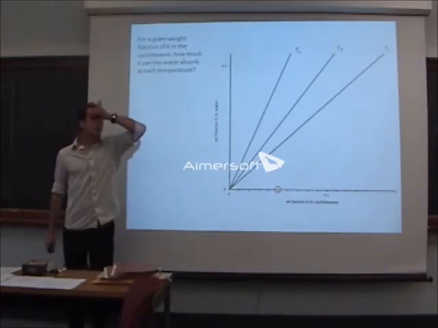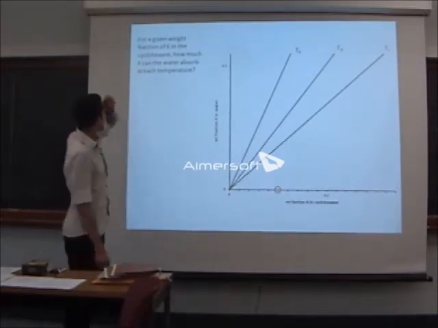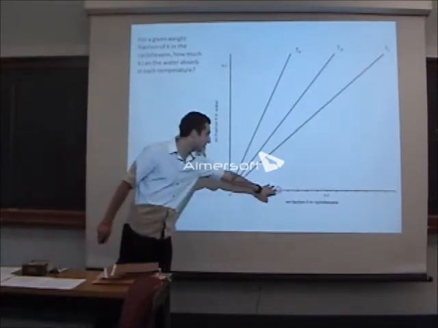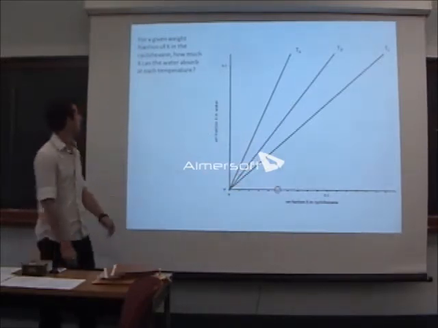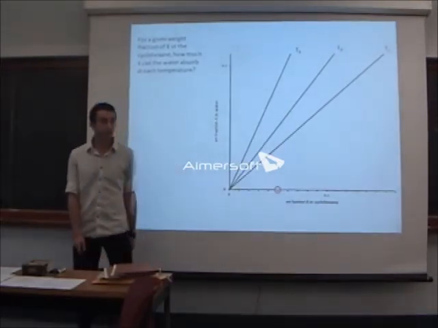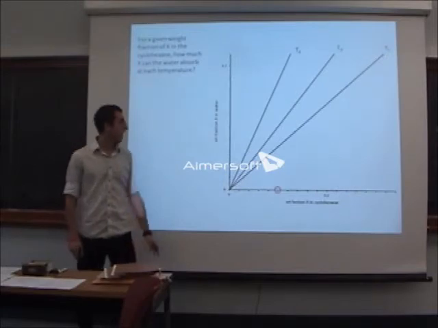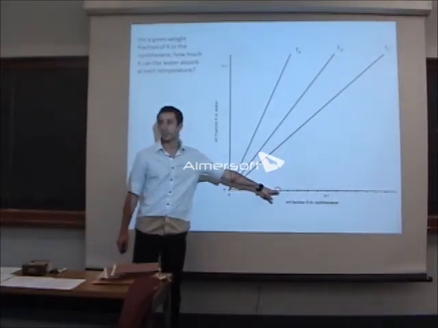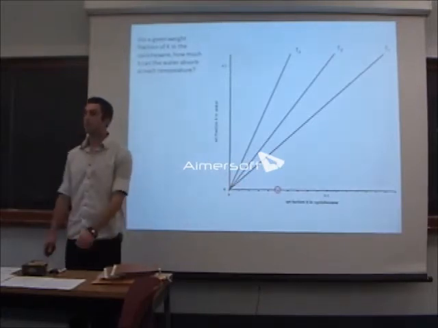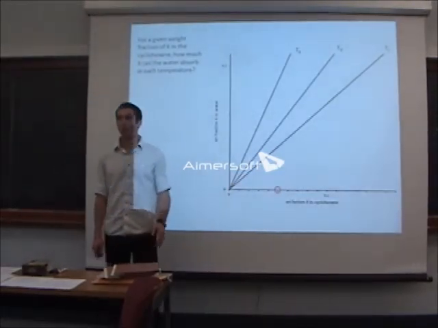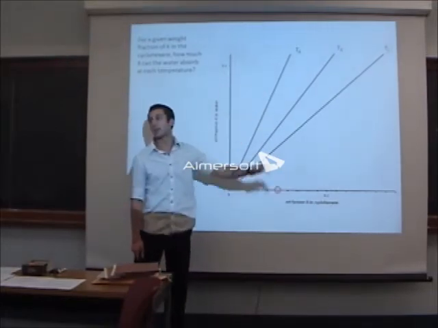Okay, so let's start by looking at, for a given weight fraction of X in cyclohexane, we'll say about 5 weight percent, how much can the water absorb at each one of these temperatures? So where would I have to move on this graph to look at how much water is absorbing at this point? Well, you can draw the line straight up and wherever it intersects with the temperature, that's where it is. All right, and then once it intersects, where do I read off?